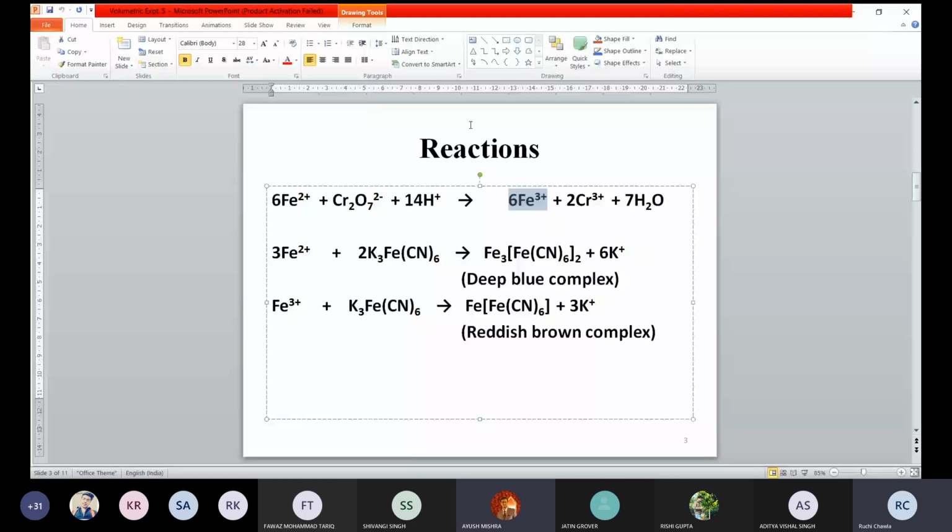Chromium +6 is going into chromium +3. It is chromium because the oxidation state of chromium in dichromate ions is 6, as you have been telling me. If you calculate the oxidation state of chromium in dichromate ions, it will come out to be 6, and it is changing to 3+. That means it is undergoing reduction. So simultaneously oxidation and reduction are taking place, and that is why it is a redox reaction.